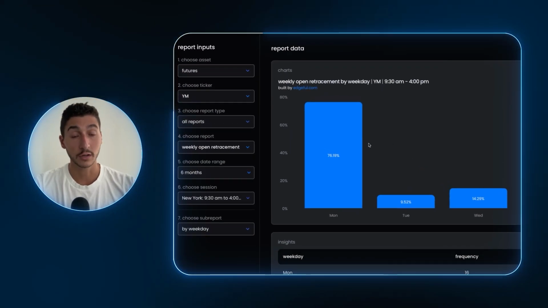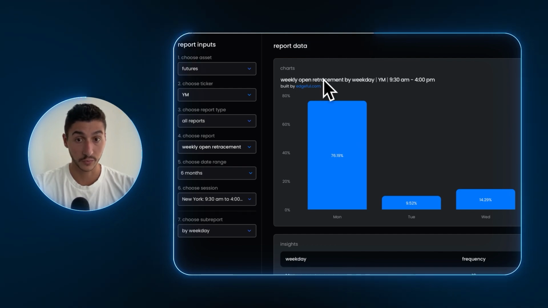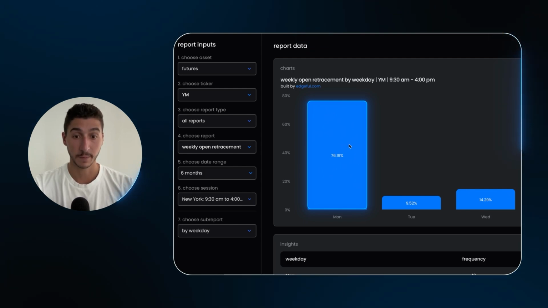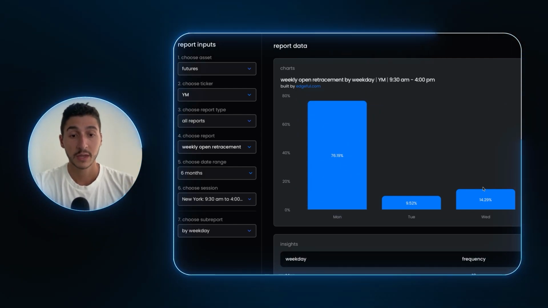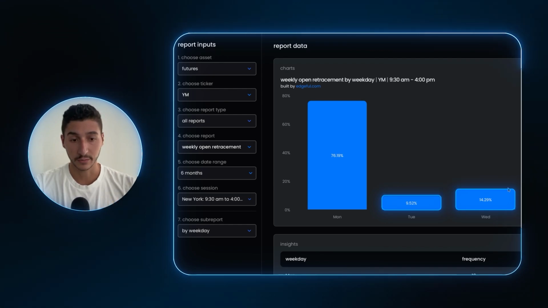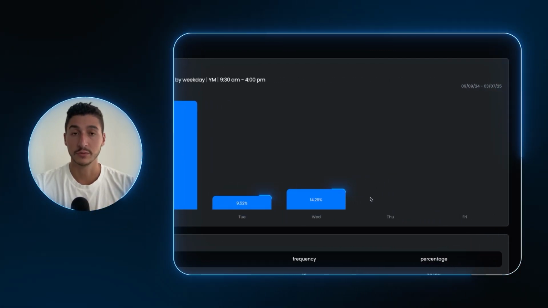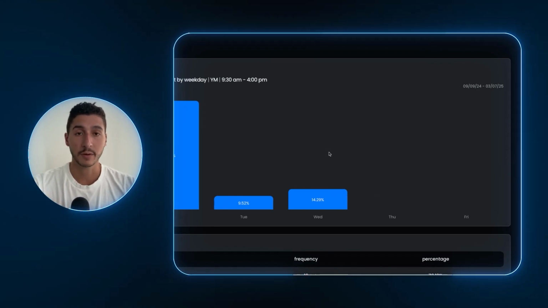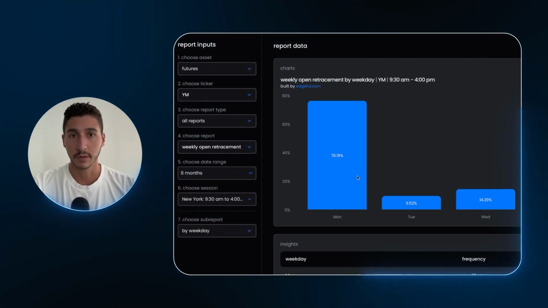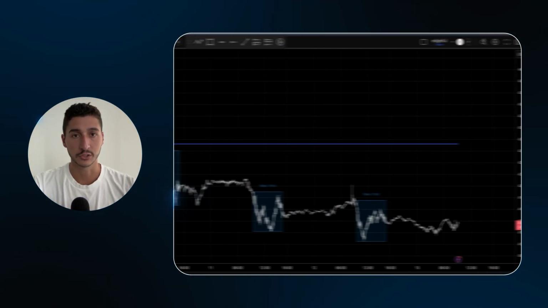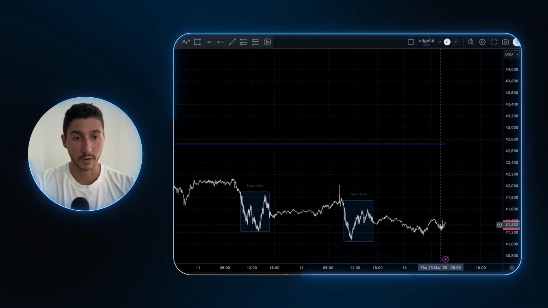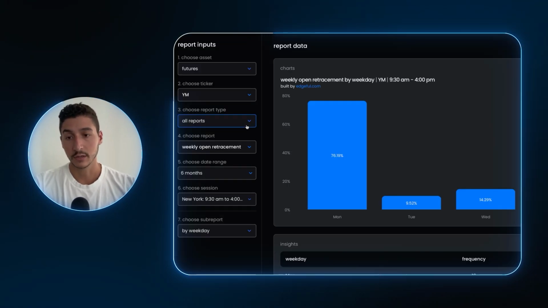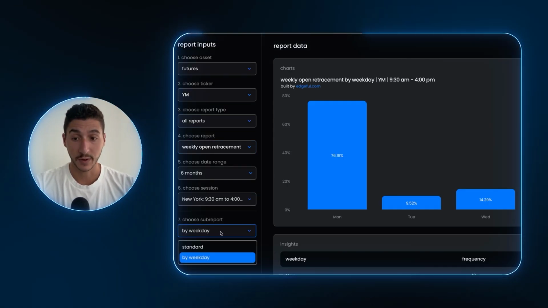This is telling you of all the days that did retrace to that opening price, which weekday was it? And almost 80% of the time it's going to be on that Monday. So pretty much if it doesn't happen on the Monday, you might not want to expect it to happen on the Tuesday or Wednesday. And if it hasn't happened by Thursday, you definitely don't want to expect it to happen on Thursday or Friday. So pretty much the higher probability area is going to be obviously Monday. And then if it doesn't happen by Wednesday, just don't expect it to happen. Like this week, you don't want to expect something like this to happen. So that is the weekly open retracement and the by weekday.